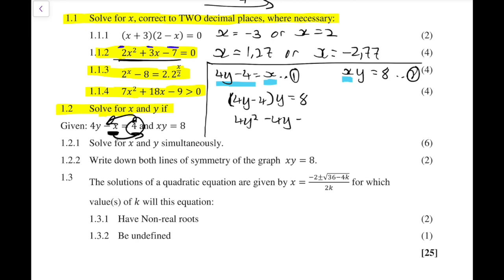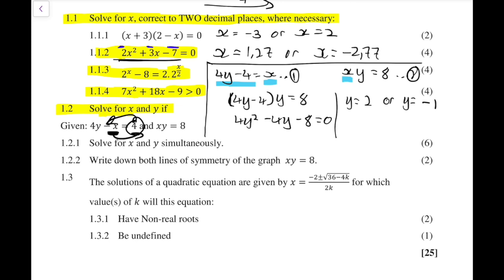We're going to get two values for y here. We'll divide throughout by 4, so that's y squared minus y minus 2, so y is going to be 2, or y is going to be minus 1.